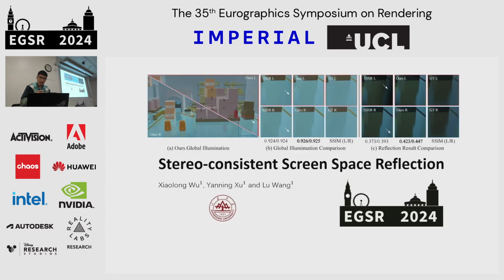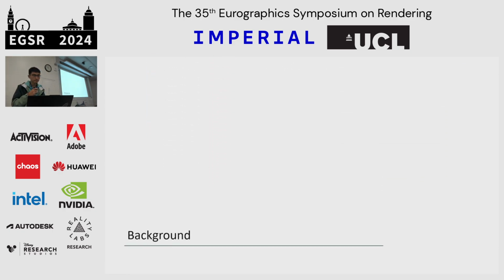Hello everyone. I'm going to talk about our work called stereo consistent screen space reflection. In this work, we address three inconsistent cases: inconsistent screen space geometry, fitting boundary, and reflection sample. To explain where these inconsistent cases come from, I first give a little background.